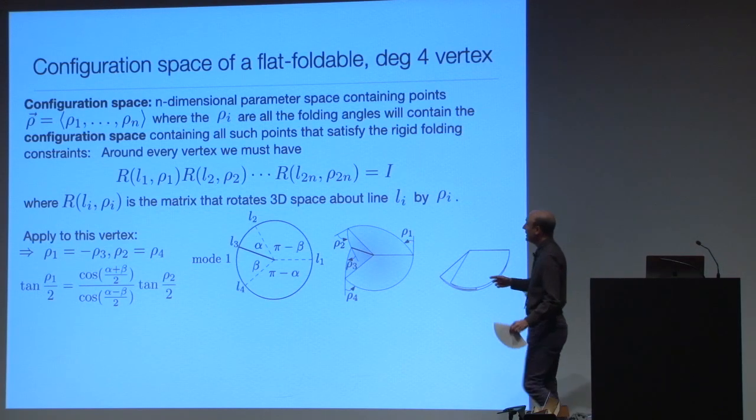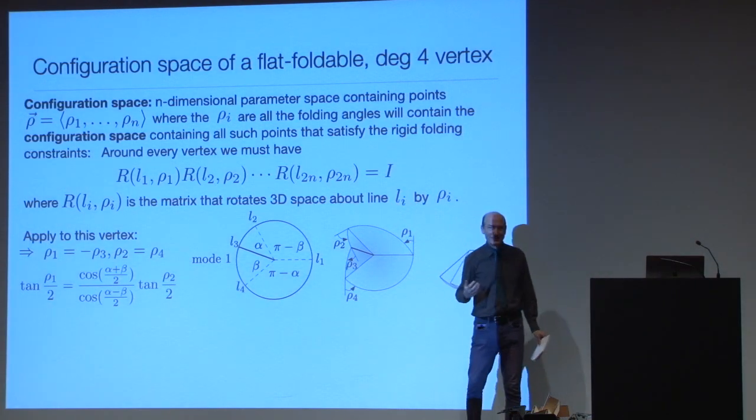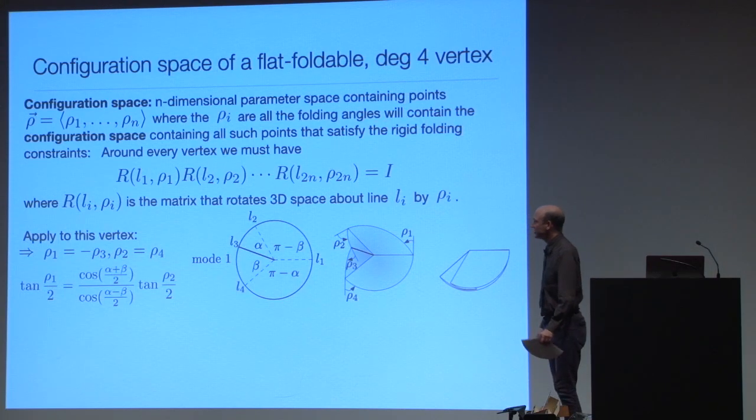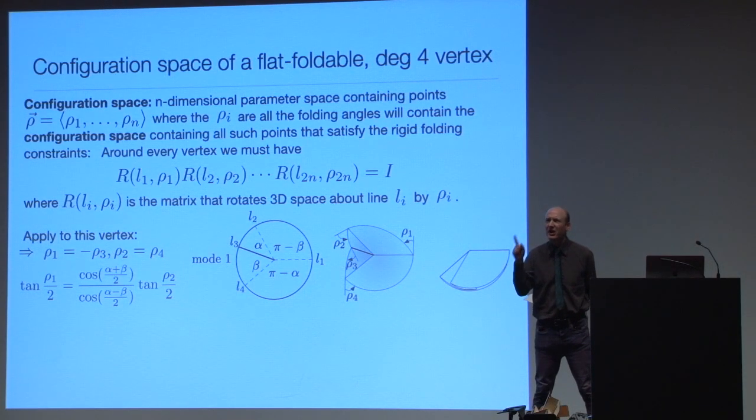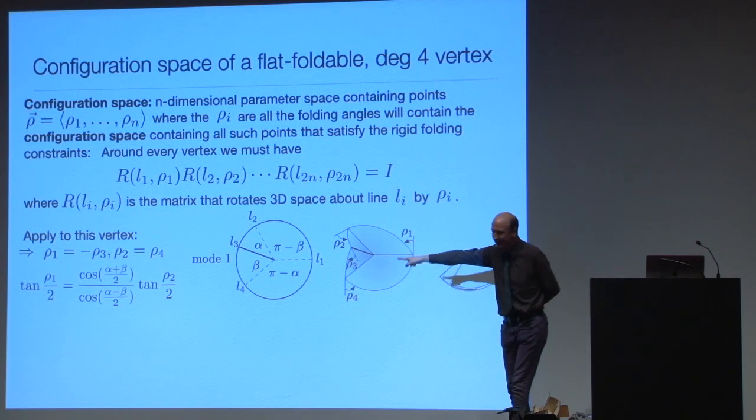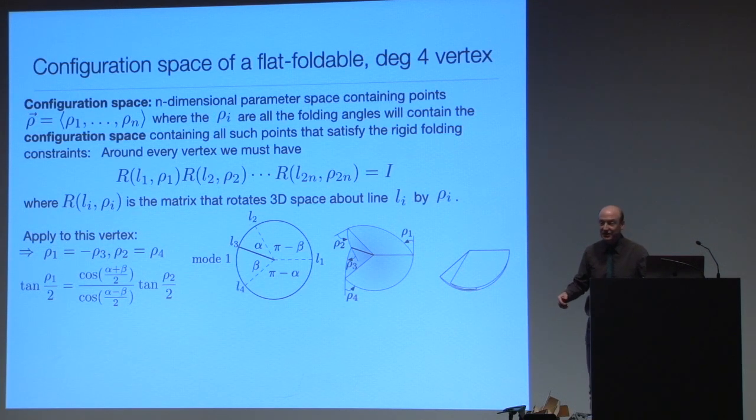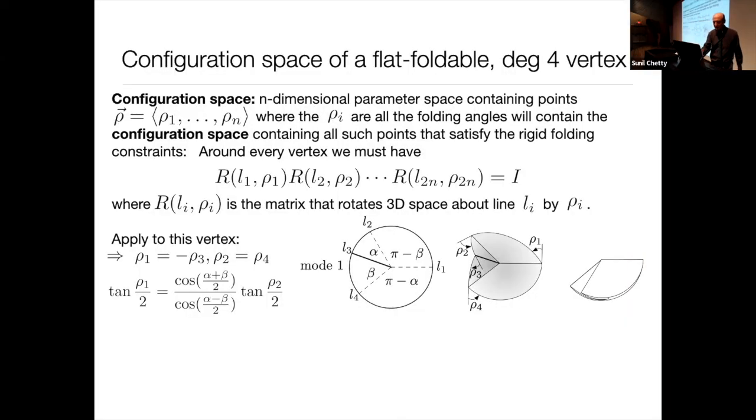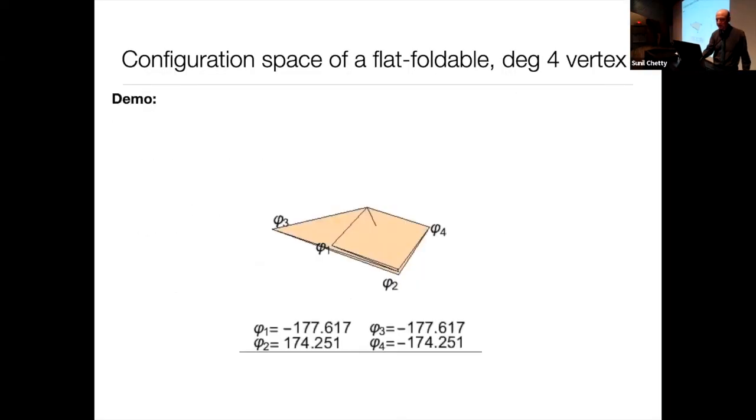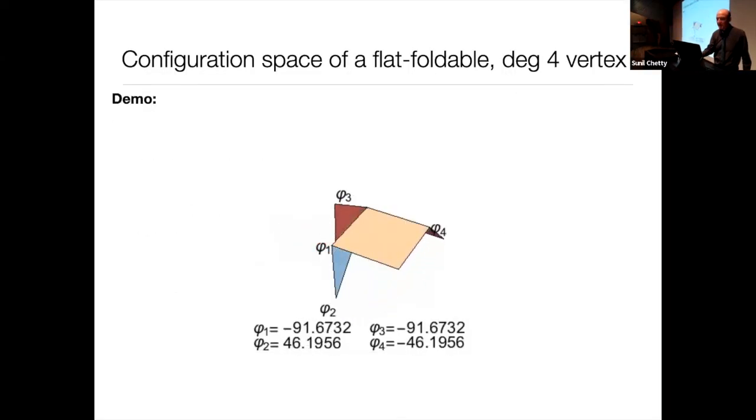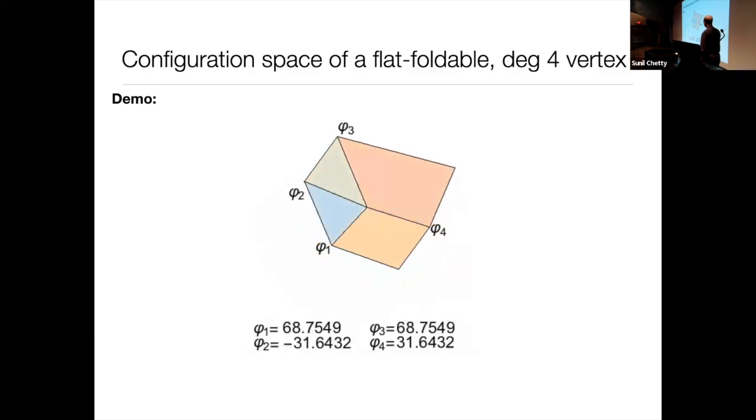Here, it turns out, if you play with this matrix equation enough, you get some incredibly nice equations. Although, usually when I show these to people, they're not so impressed. I want you to be impressed. Okay, look at this. Well, actually, let me show an animation first. Yeah, this animation. This is such a degree 4 vertex folding and unfolding.